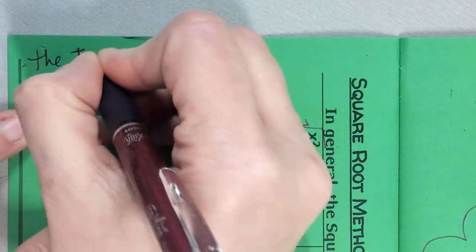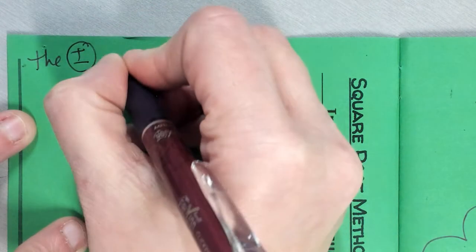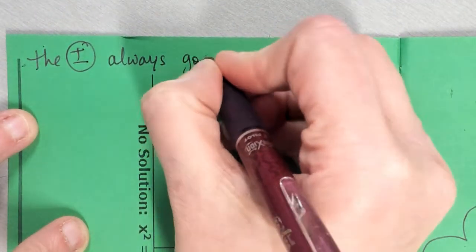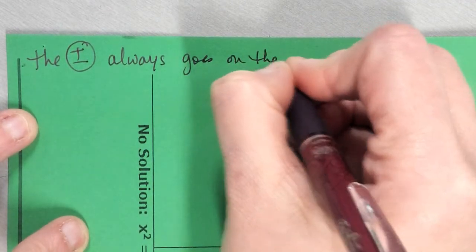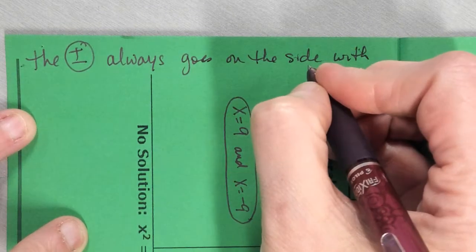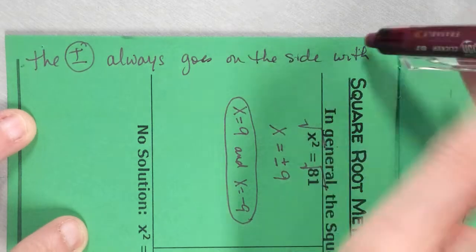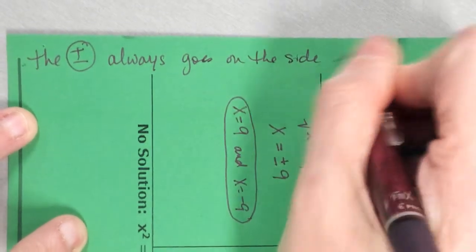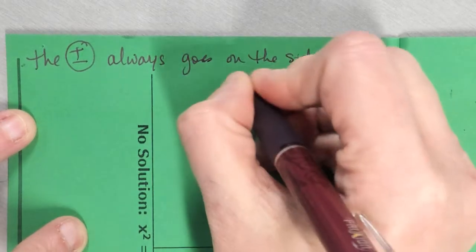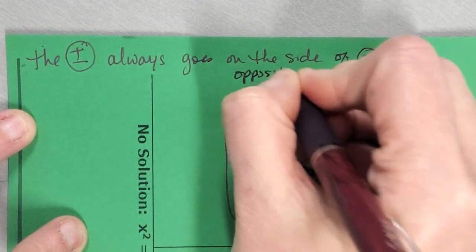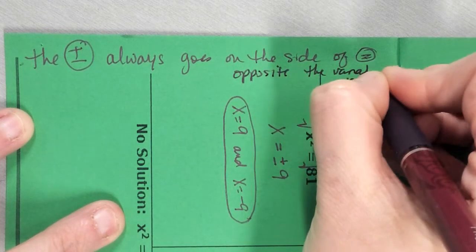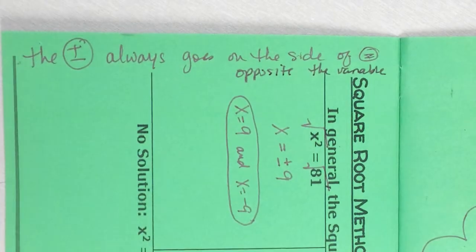The plus minus always goes on the side, well, let's say not with, let's say on the side of the equal sign opposite the variable. This is kind of a little bit more precise than what I just said, okay?